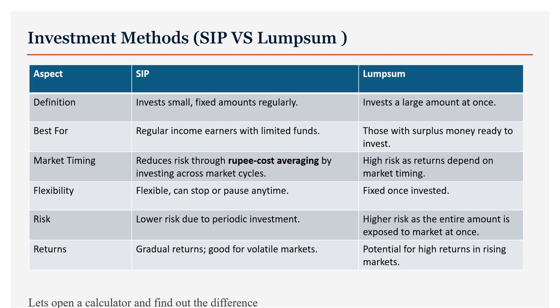And in the returns, SIP will give gradual returns. As I told, with the compounding, the longer you stay, the more returns you get. For lump sum, there is potential for high returns in rising markets. For example, you invested at a very good time, and after that the market went very well, then you can get very good returns within a short period of time.